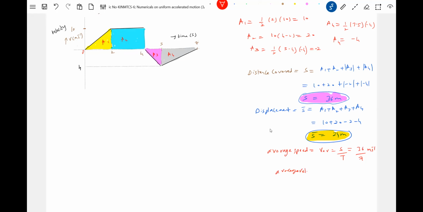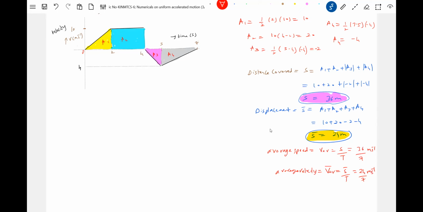Average velocity is 24 by 7 meter per second. What do you mean by 24? This we didn't understand properly.